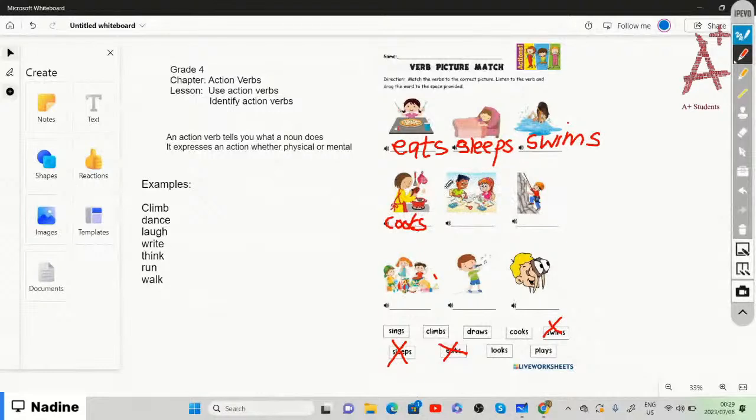Then we have another one. The boy and the girl have pictures in front of them, crayons, scissors. What are they doing? They sing, climb, draw, look, or play. What are they doing? Right? All right, so we can then say they draw, right? The kids draw.